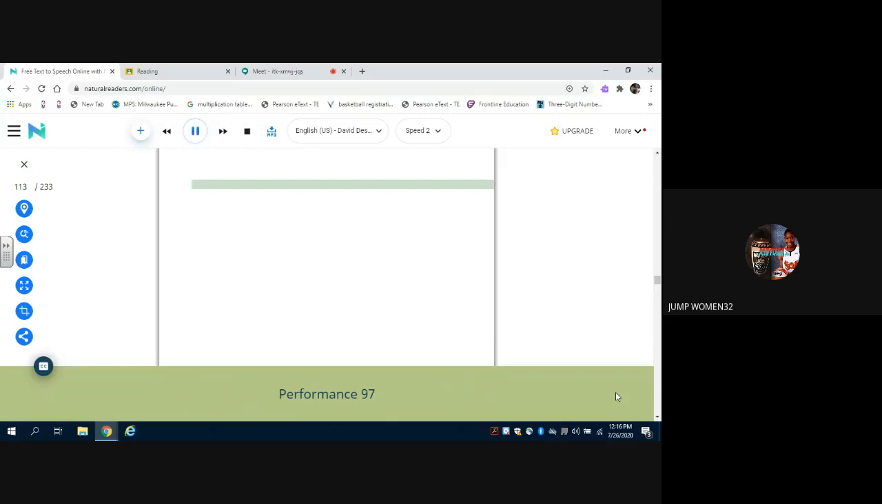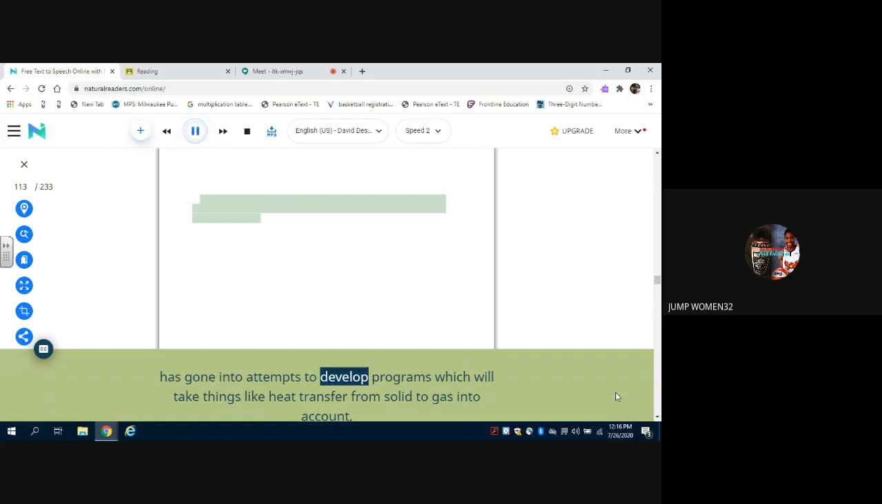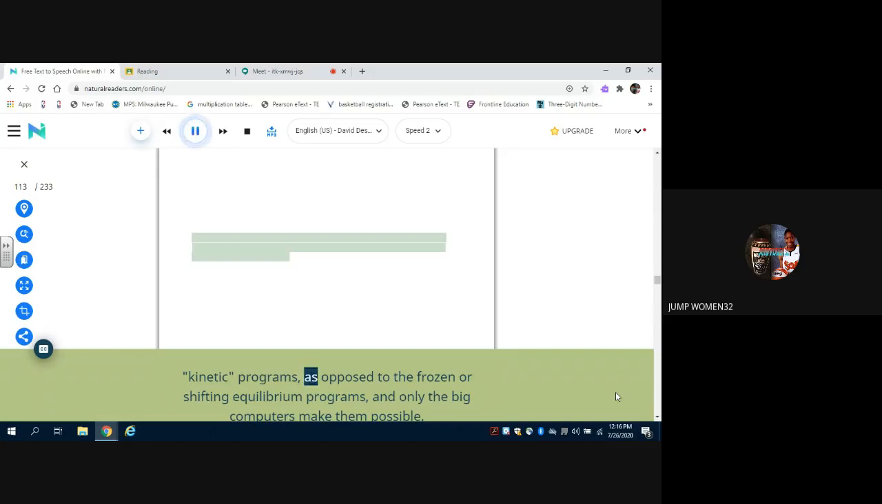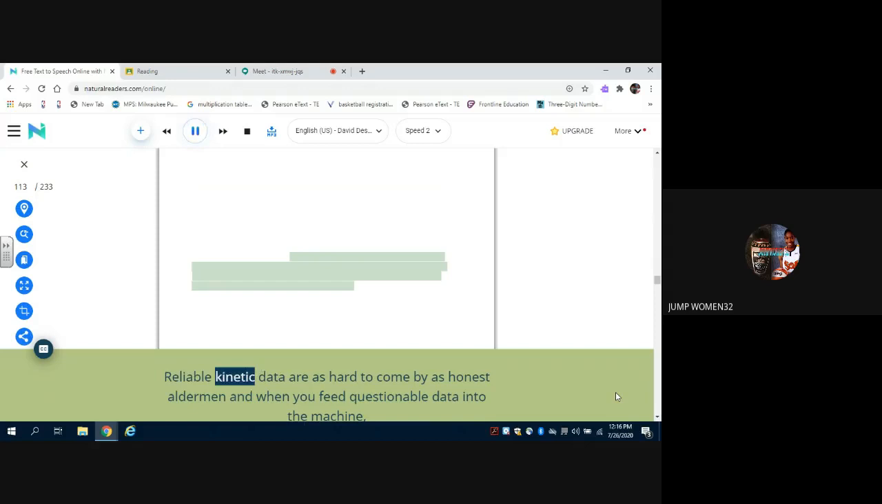A great deal of effort, in recent years, has gone into attempts to develop programs which will take things like heat transfer from solid to gas into account, and which will allow for the actual velocity of the change in the exhaust composition during expansion. These are called kinetic programs, as opposed to the frozen or shifting equilibrium programs, and only the big computers make them possible. There is only one trouble with them. Reliable kinetic data are as hard to come by as honest aldermen, and when you feed questionable data into the machine, questionable results come out at the other end. As the computer boys say, garbage in, garbage out.